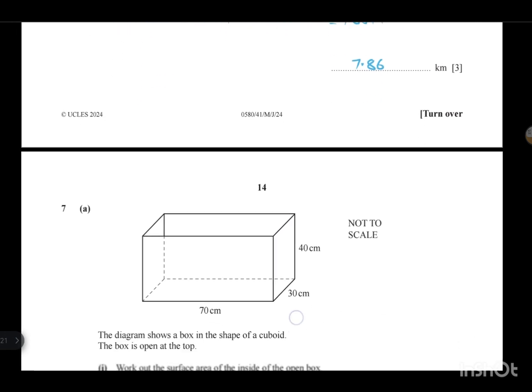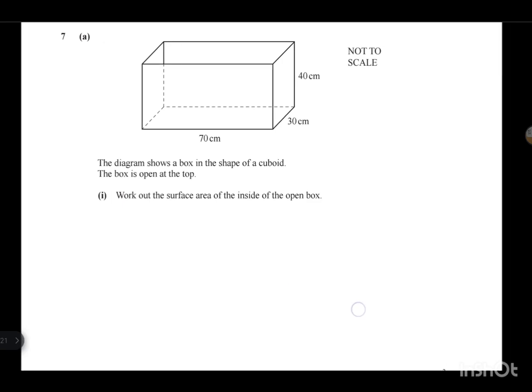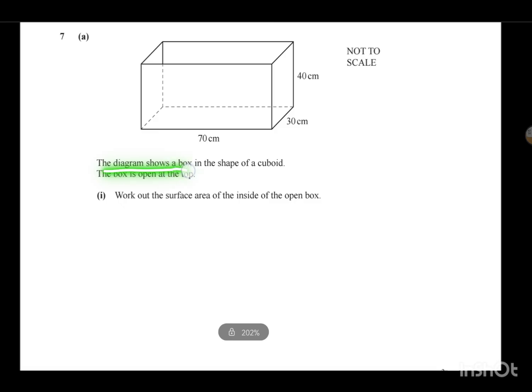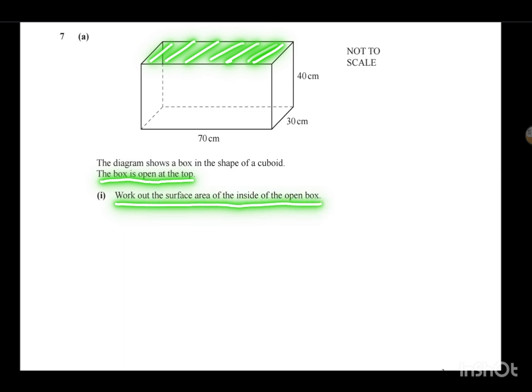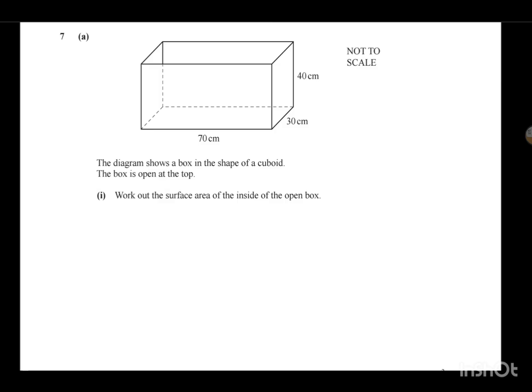Next question, question number 7a. The diagram shows a box in the shape of a cuboid. This is the diagram, which is the shape of a cuboid. The box is open at top. So this top is open. Work out the surface area of the inside of the open box. So whether it is outside or inside, the surface area will be the same. But this is open, so this rectangle must be eliminated. I mean, you have to subtract the area of that rectangle.